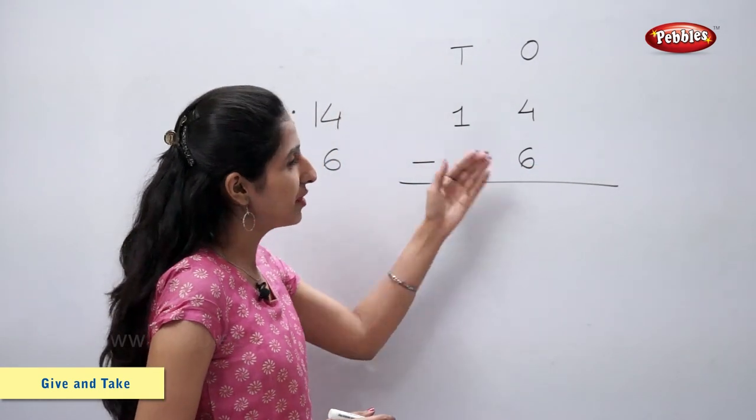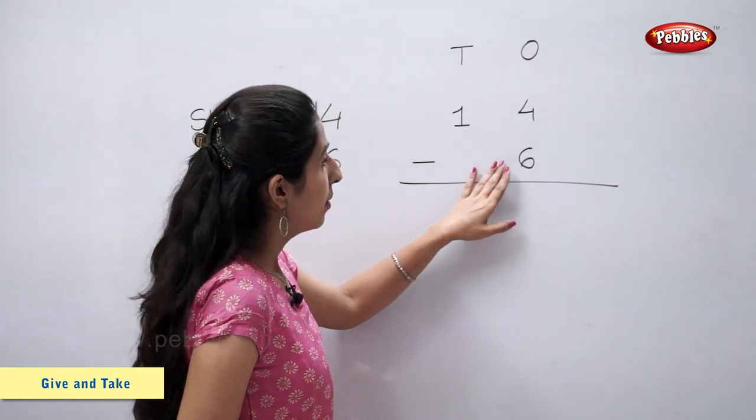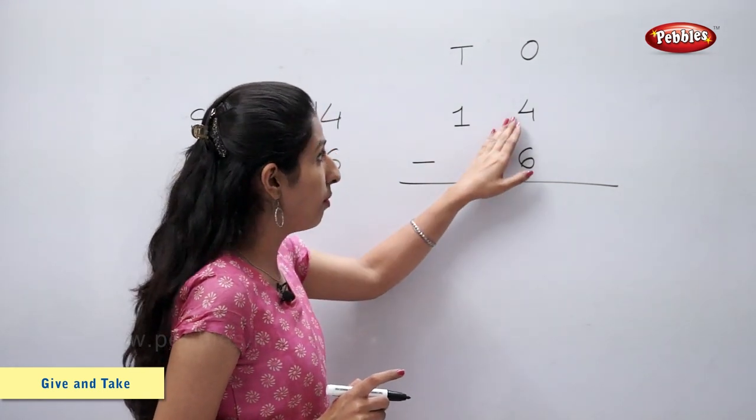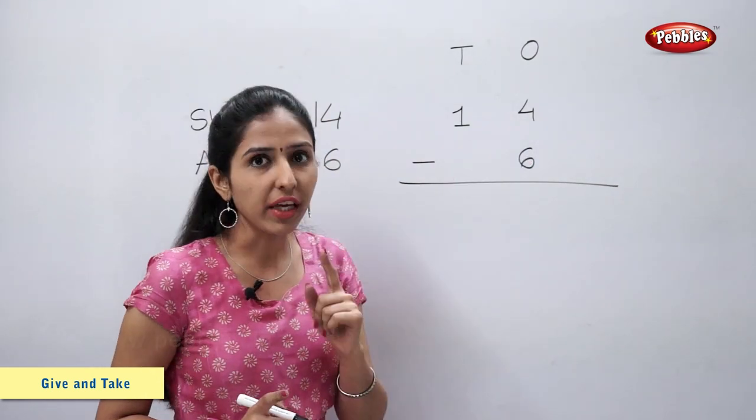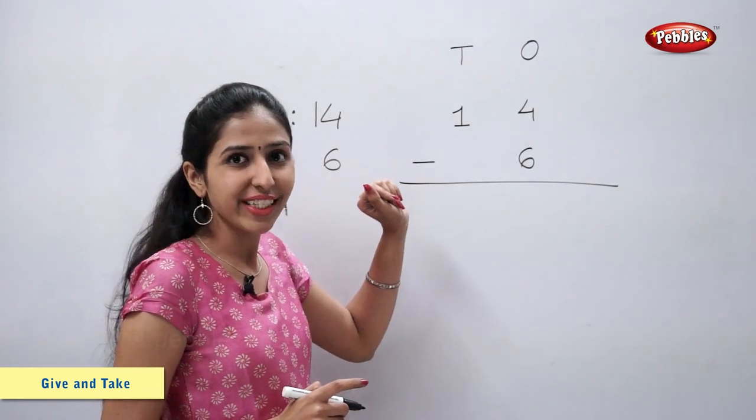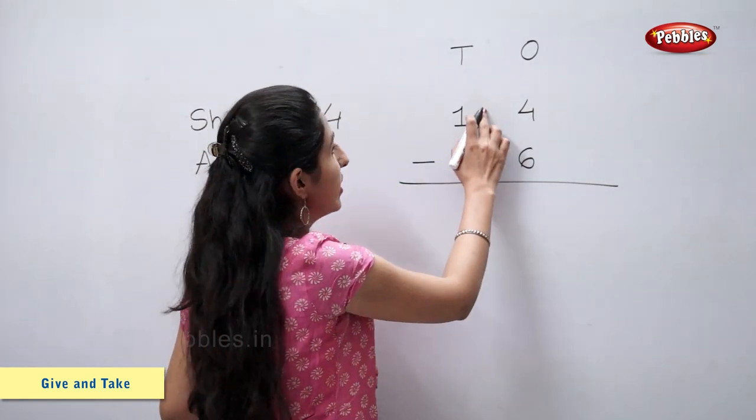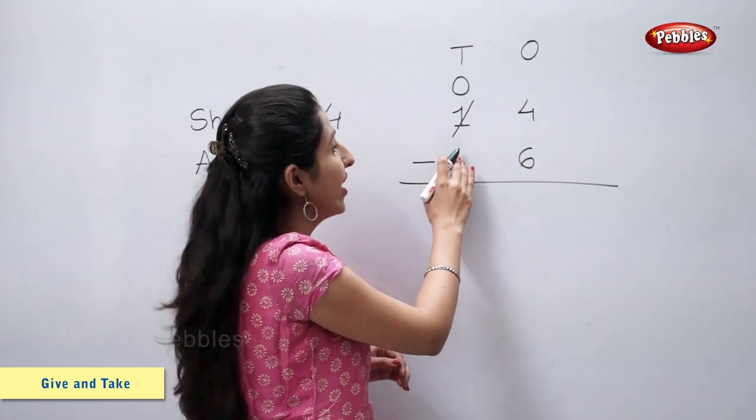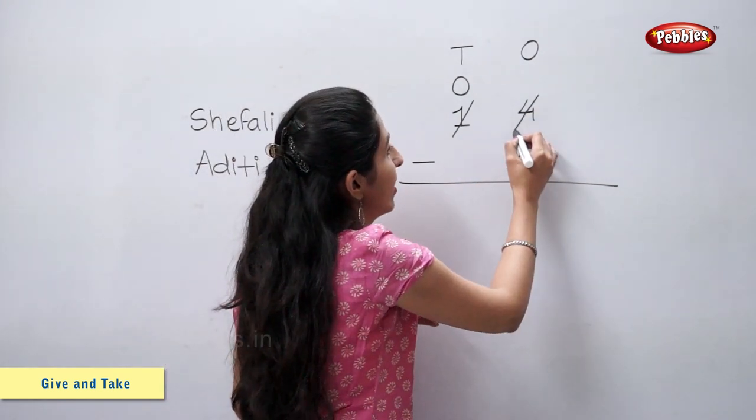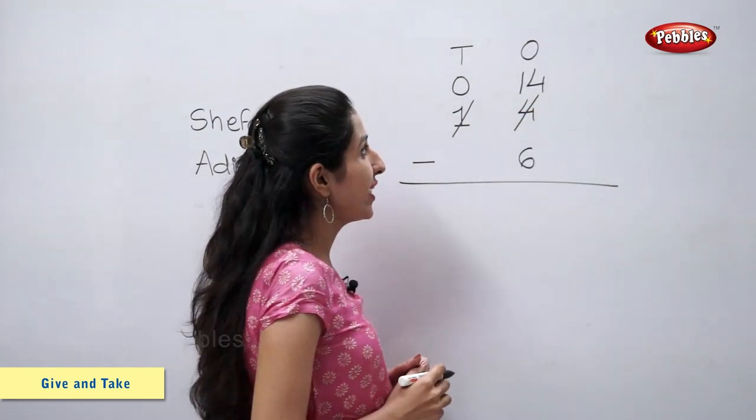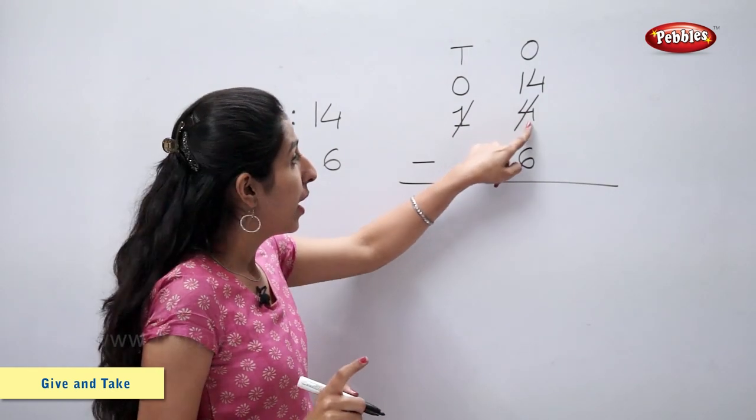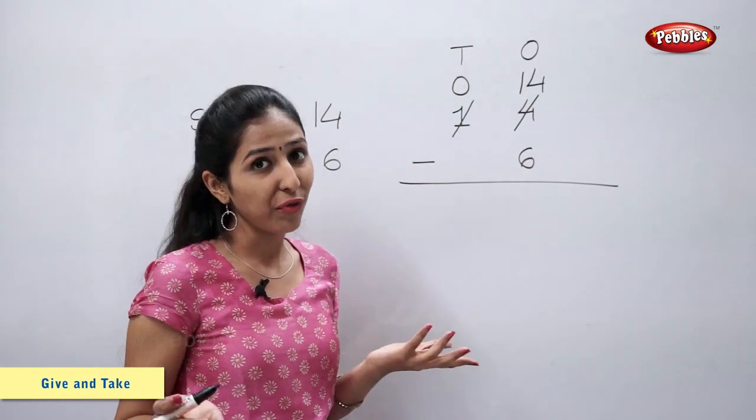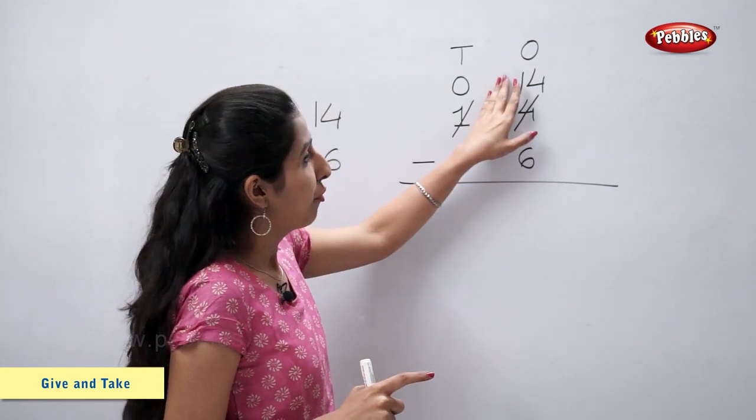Let's subtract 1s first. 4 minus 6. Students, we cannot subtract 6 1s from 4 1s. So, we will borrow 1 ten from the tens column. So, this 1 ten goes away and becomes 0. 4 now becomes 14. 10 plus 4. So now 4 is 14. Now we can subtract 6 from 14.